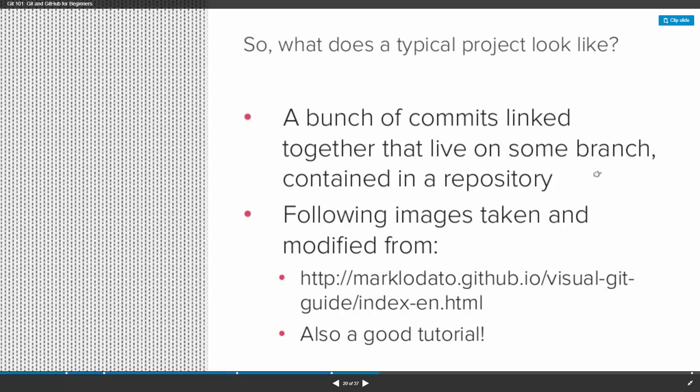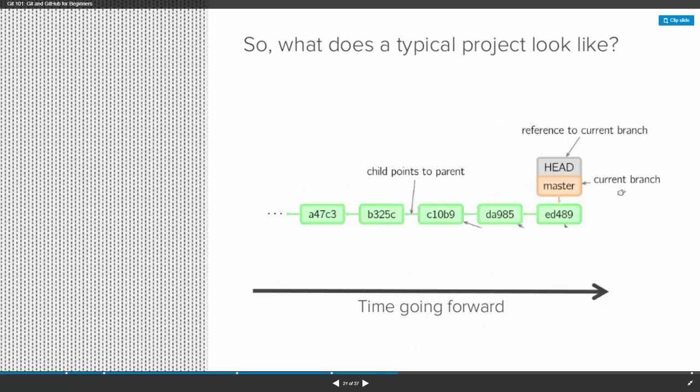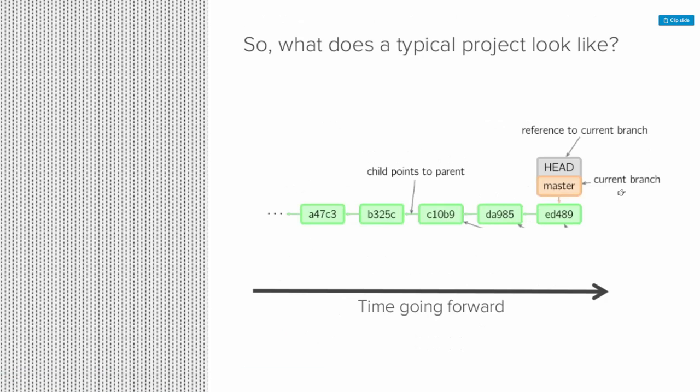So what does a typical project look like? It says it's a bunch of commits linked together that live on some branch contained in some repository. All right. Now, I'm not going to go there, but if I did go right here, there is another tutorial. The author says also a good tutorial. I looked at it, so-so.